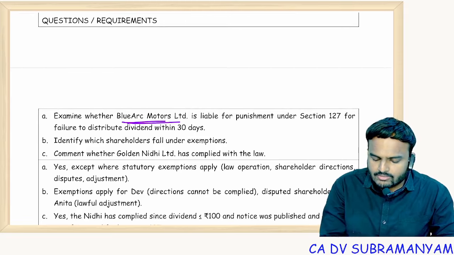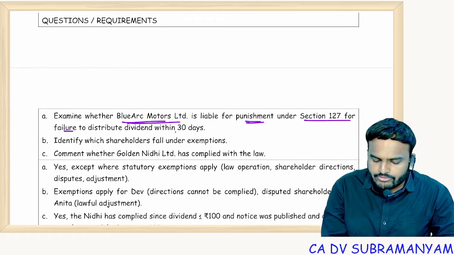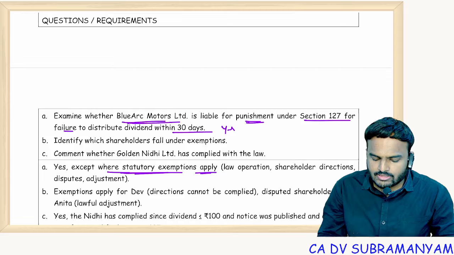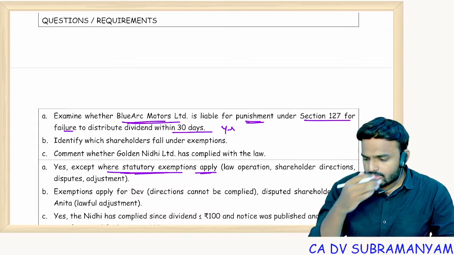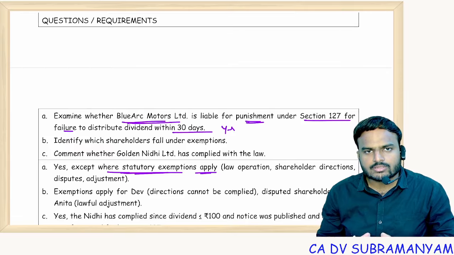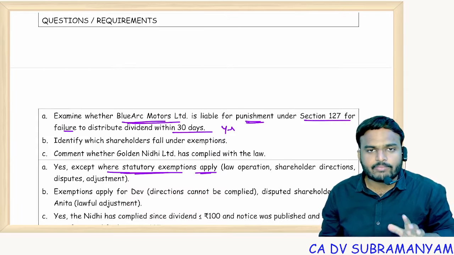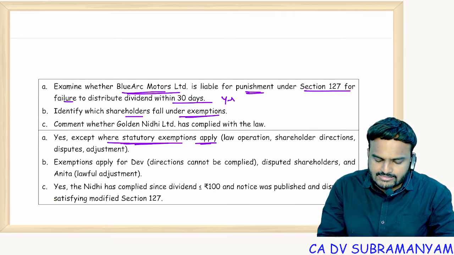Whether Blue Arc Motors Limited is liable for punishment under section 127 for failure to distribute dividends within 30 days? Yes or no? Yes. Of course, if statutory exemptions apply, then no problem. If there is a banking cyber attack, and the company is able to prove that its security systems were up to the mark but still they were cracked, then you are exempted from the punishment, or else punishment is applicable. Identify which shareholders fall under the exemptions.